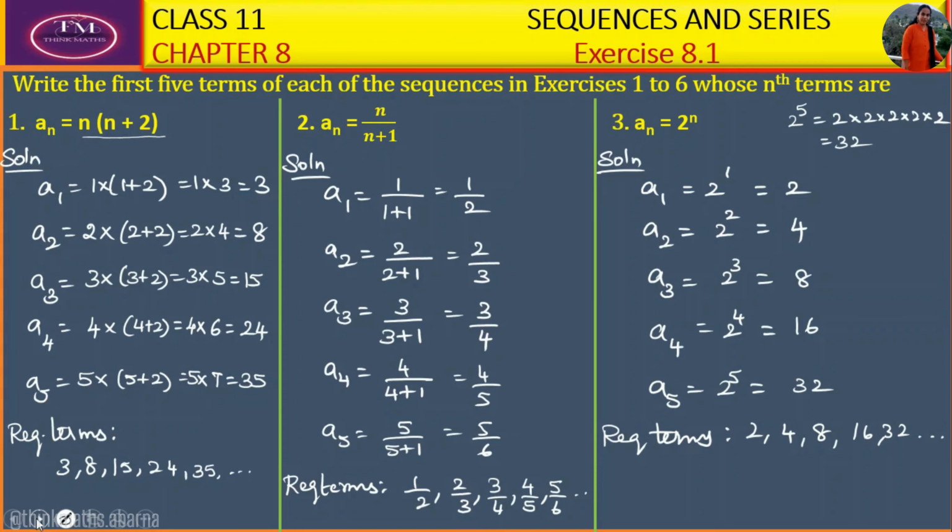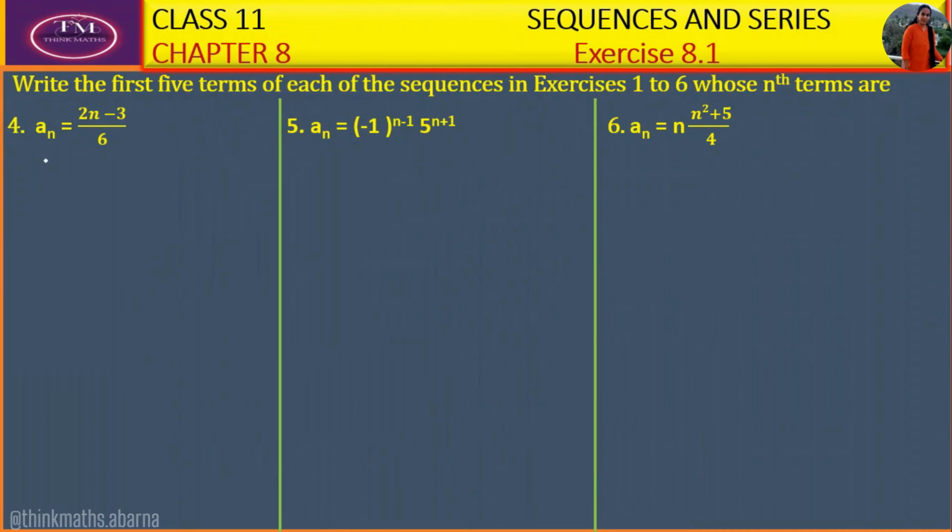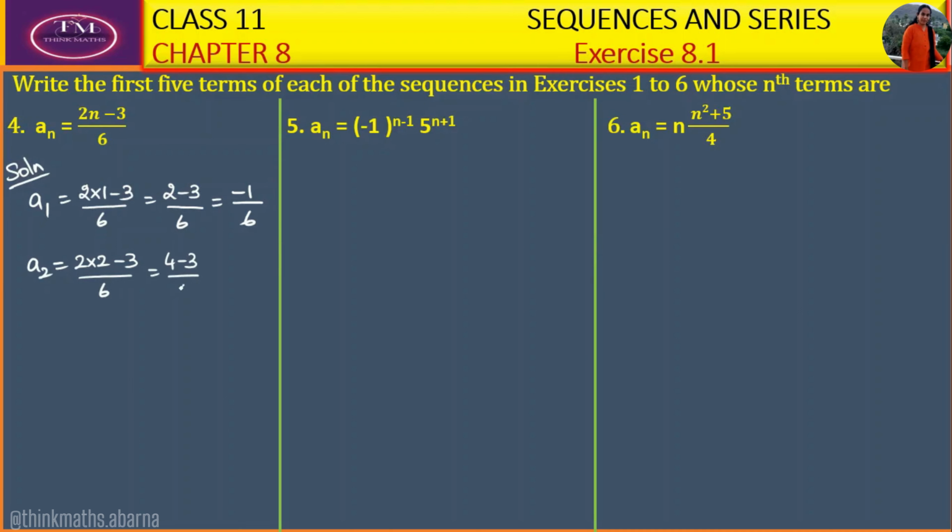Next, the fourth problem. Here an is equal to (2n minus 3) divided by 6. So let us put n is equal to 1. Here 2 into 1 minus 3 by 6. 2 into 1 is 2, minus 3 divided by 6. 2 minus 3 is minus 1 by 6. Next A2. A2 is 2 into 2 minus 3 by 6. 2 twos are 4. 4 minus 3 by 6. 4 minus 3 is 1. So 1 by 6.